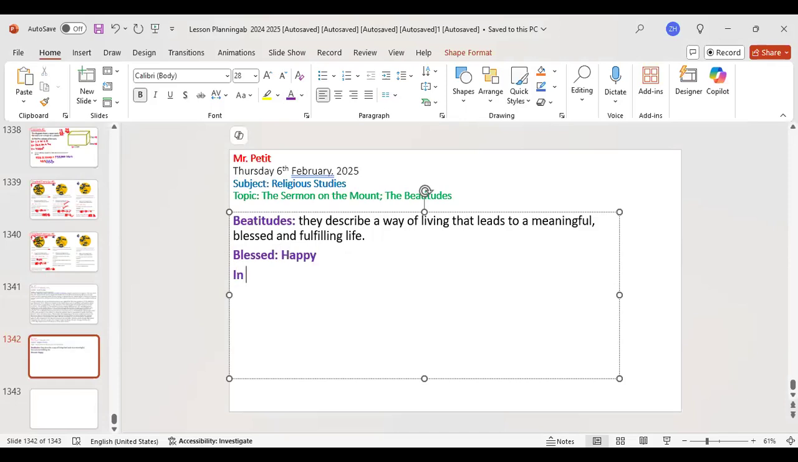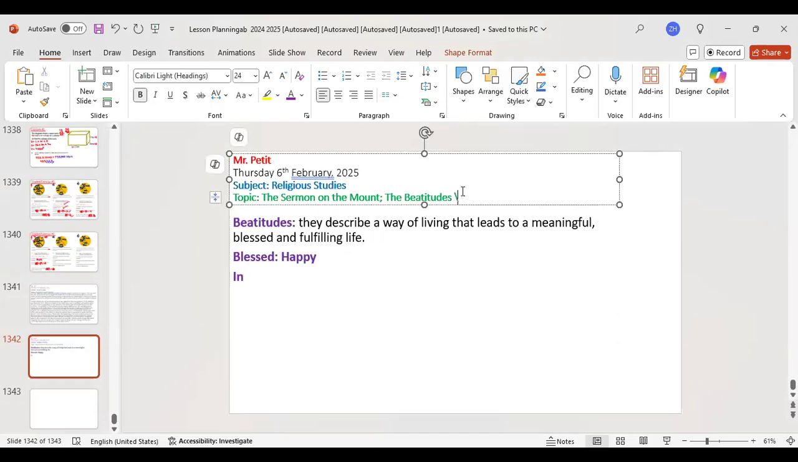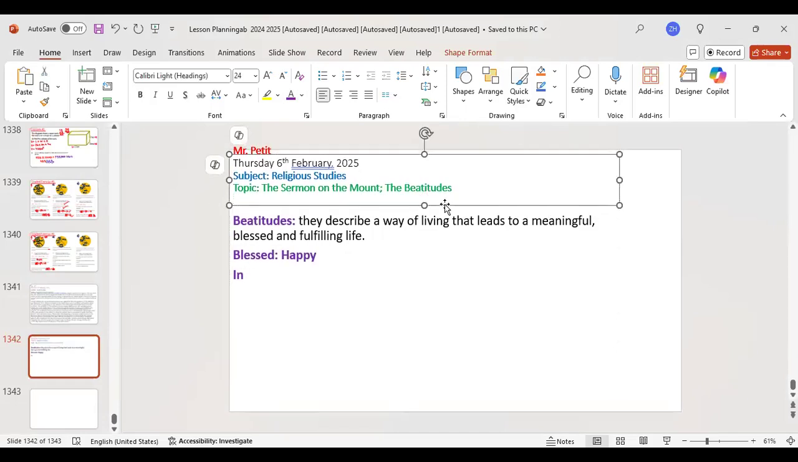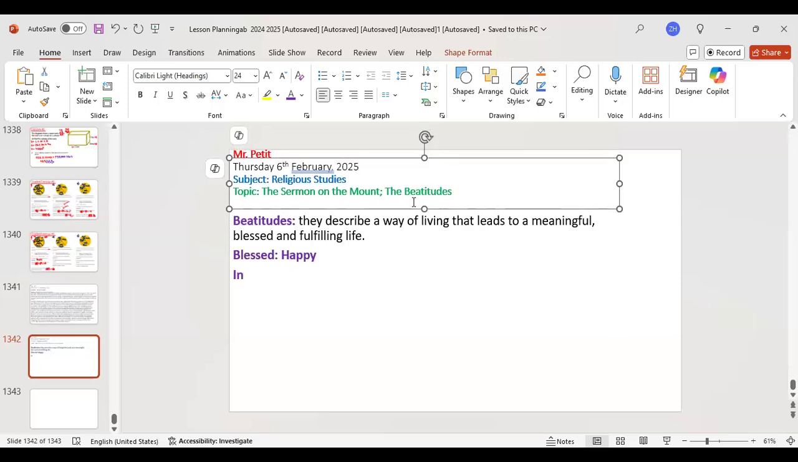So let's write this down. Where is this taken from? If Miss Morris was here, I would not be able to go on without giving you all the scripture text. Matthew. So the scripture text is what?